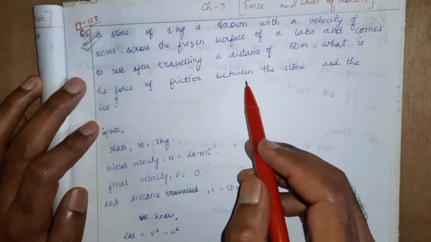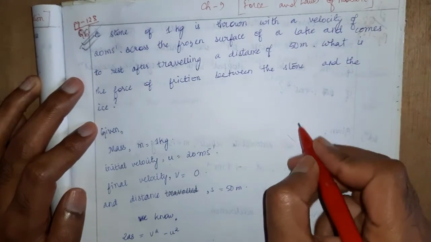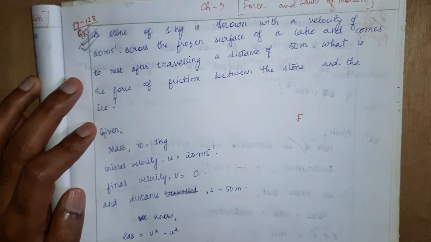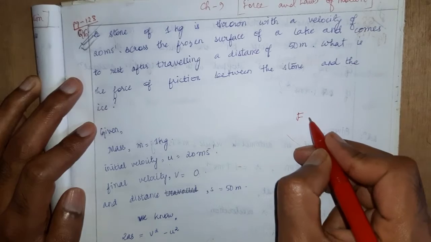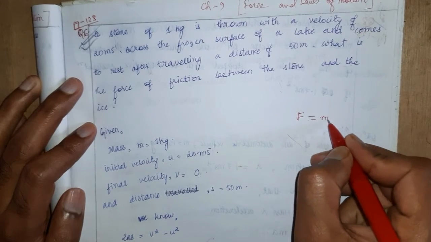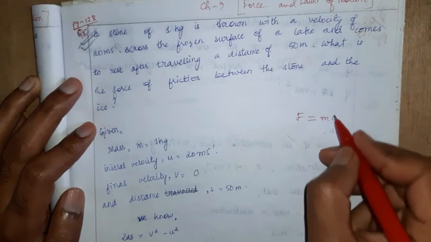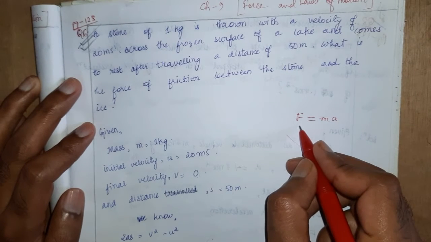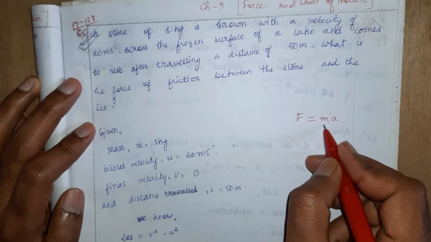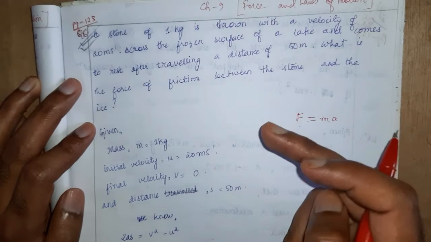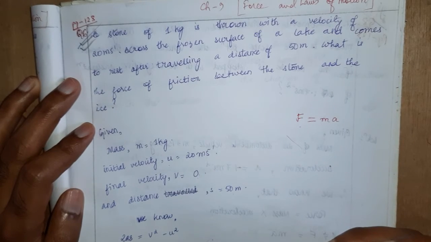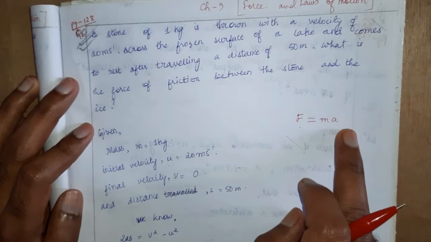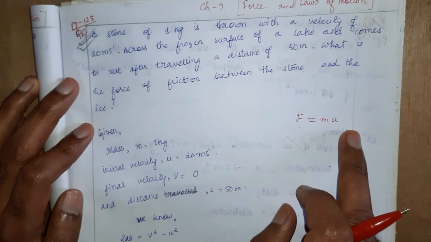What is the force of friction between the stone and the ice? That means we have to find out F. We denote force by F, and we have a very simple formula, F equal to m into a, ma, where m is the mass and a is the acceleration. To find out force of friction, if we are using this formula, we need mass. So mass of the stone is given, no doubt. What is acceleration? Not given.